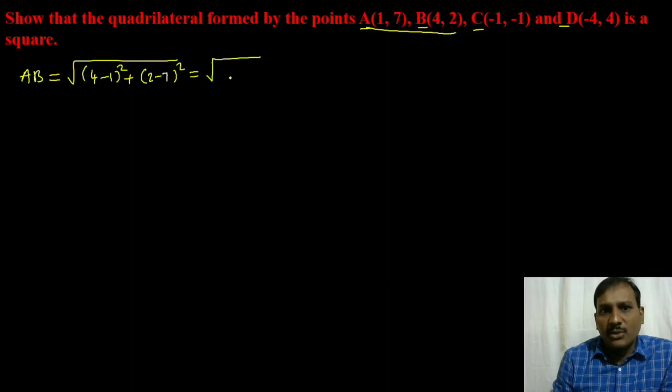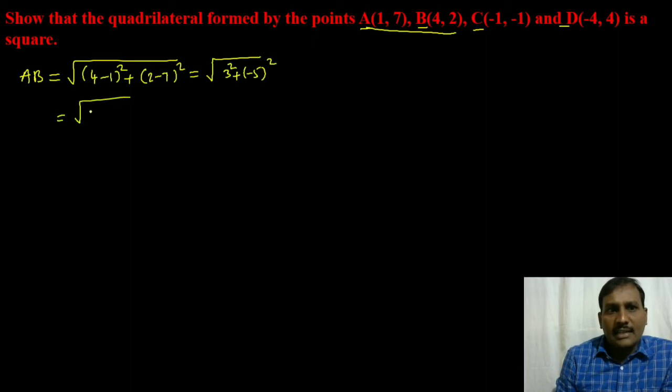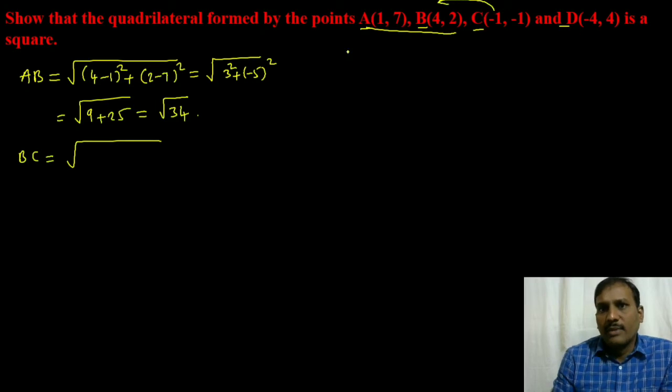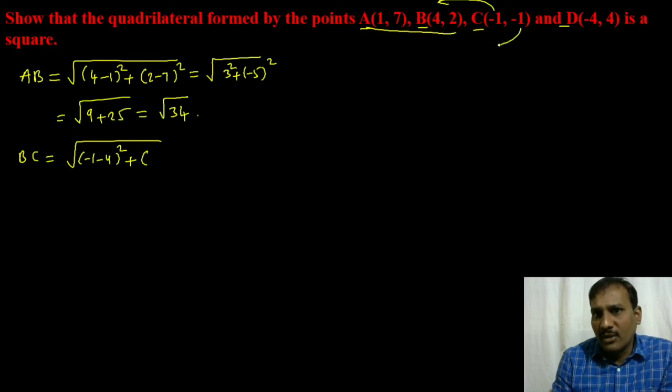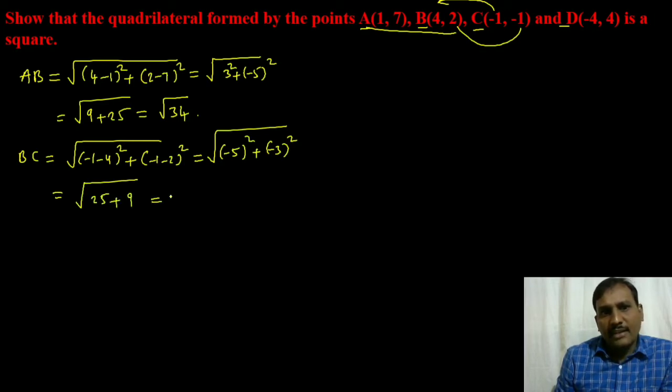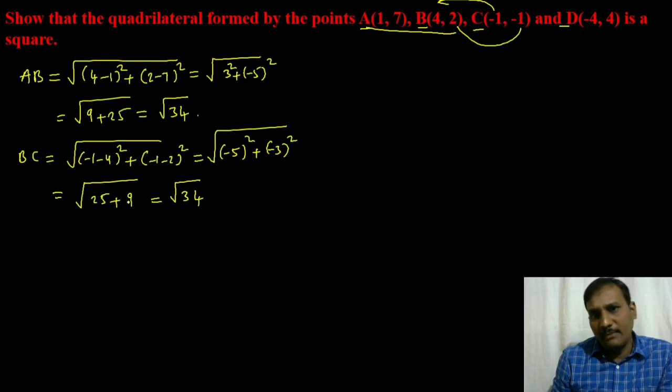So that is equal to root of 3 square plus (minus 5) square. That is 9 plus 25, root 34. Next let us take BC. This is B and C. (x2 minus x1) whole square, (minus 1 minus 4) whole square, plus (y2 minus y1) whole square, (minus 1 minus 2) whole square. That is (minus 5) whole square plus (minus 3) whole square. So that is 25 plus 9, that is root 34. So AB and BC both are equal.